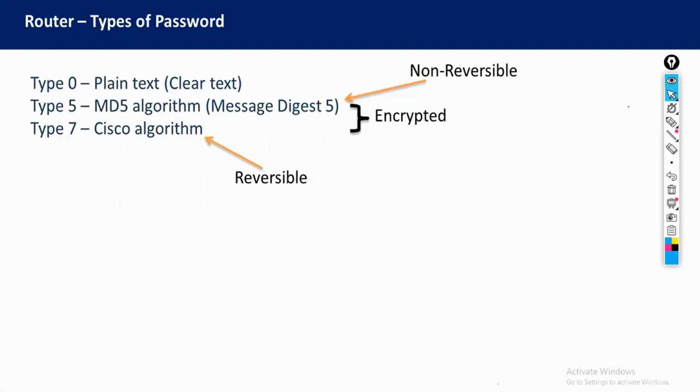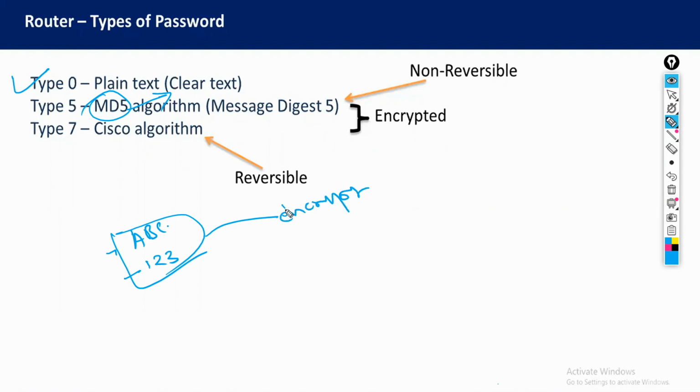There are multiple methods of securing the device. What is that? Plain text. Plain text is nothing but, let's suppose my ID is ABC and my password is 123. This is the ID, this is the password, and it will show as clear text. Then there is MD5. This is an algorithm which can help us encrypt our password. I'll show you each and every point.